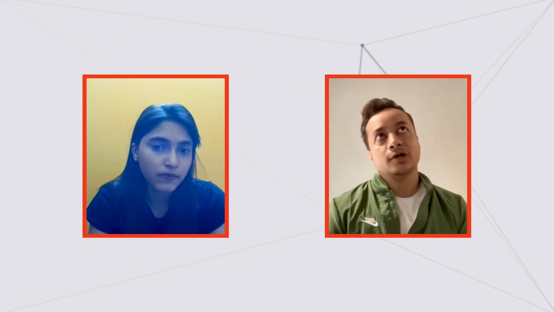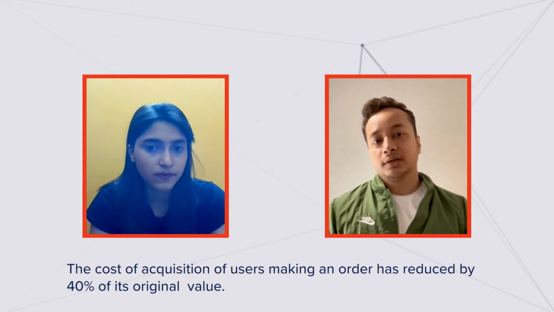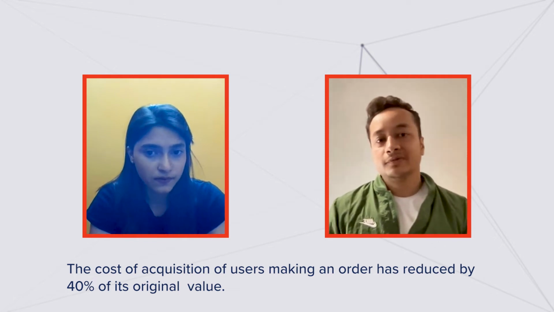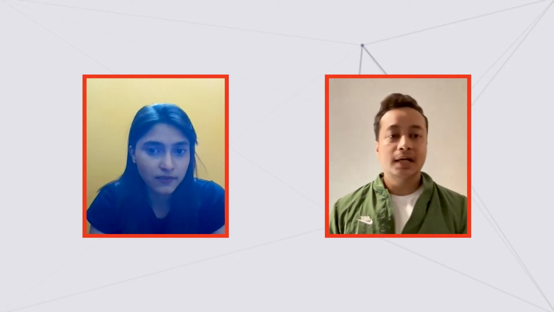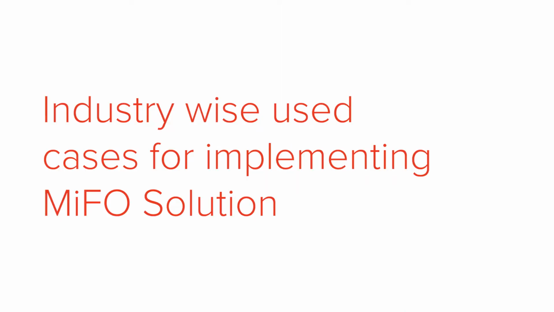So for e-commerce, we've run 2, 3 experiments where we've seen this cost of acquisition of users who are making an order has come down to about 40% of what it used to be before we ran MiFo, right? So that's quite a significant improvement. Now we are trying to understand how much scale we can achieve at that number so that we can bring out the most volume of profit for that brand, right? Got it. Yeah. Do you want to discuss some particular use cases here? Do you want to highlight?